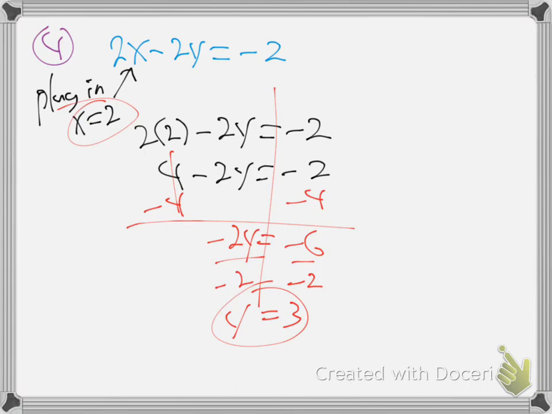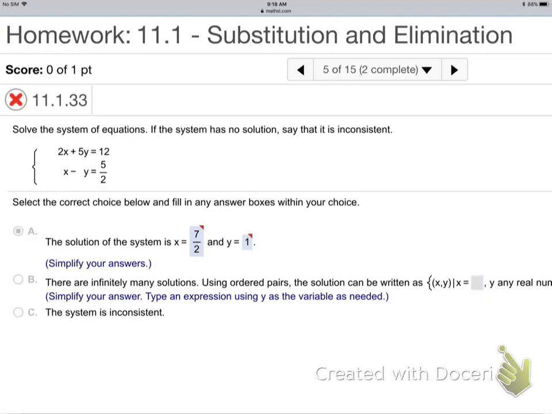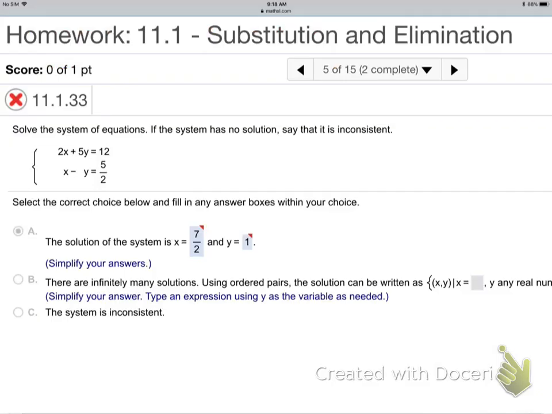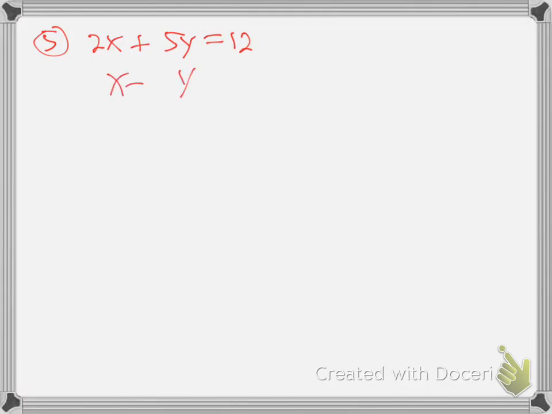All right. And there's that second. Maybe we better do this one since it's got fractions, which are always kind of a pain. In fact, I'm just going to rewrite it because I need more room. So number 5 is 2x plus 5y is 12. And the other one is x minus y is 5 halves.